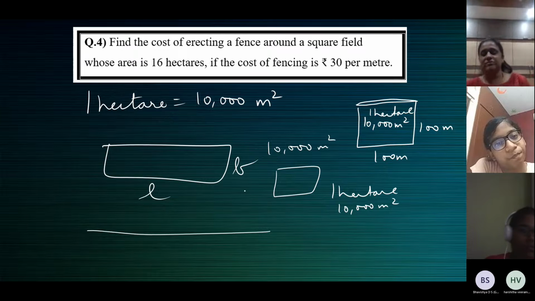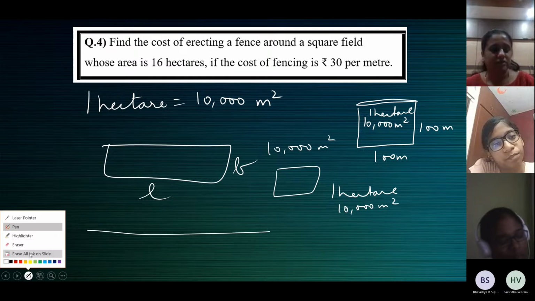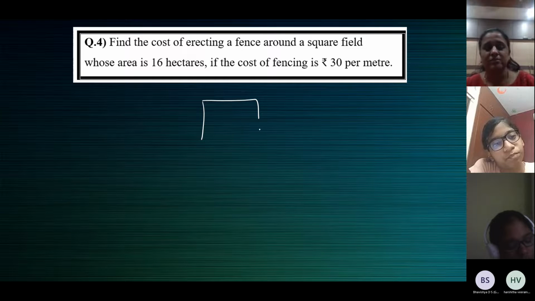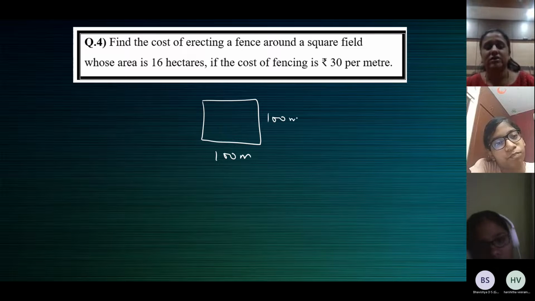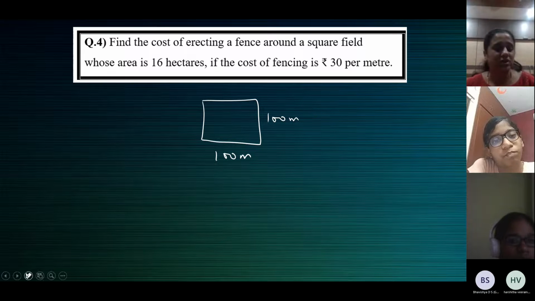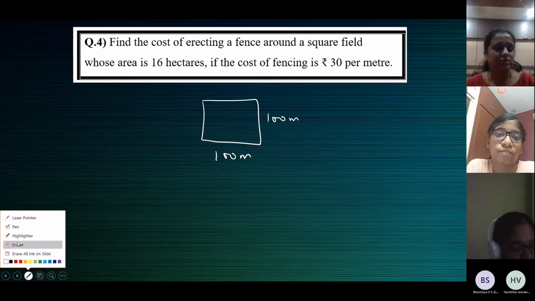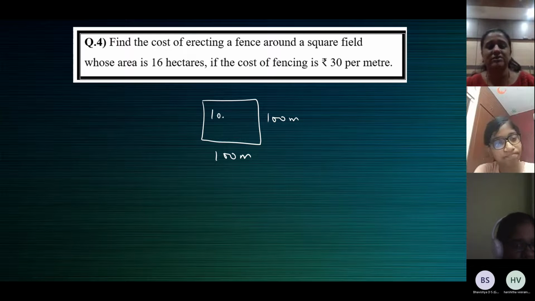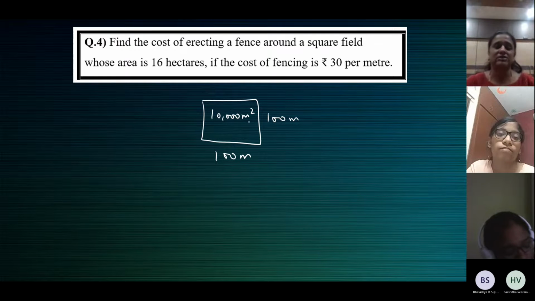If your piece of land is a square, then each side will measure 100 meters. Then your area is side into side, 100 into 100, 10,000 meters square. So that means you have 1 hectare of land.